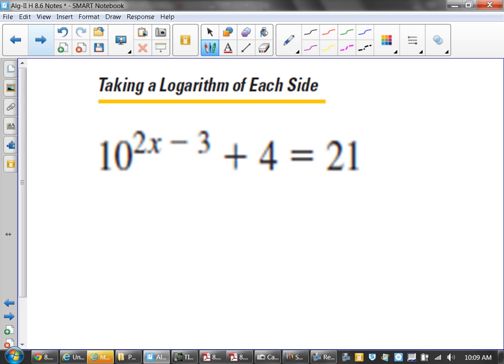Now, in this case here, what do you have to do first, guys? Subtract 4. Good. Subtract 4 from both sides, so you have the 10 to the 2x minus 3 equals, what is that, 17?